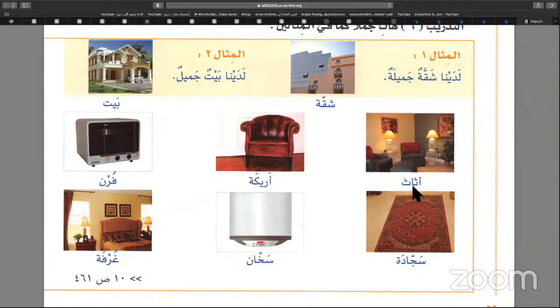Wait, the first one or the second one? Okay. What is the word Adain? What is this Adain stuff? Ladaina. Not Adda, there is a lam only. Ladaina. Shaqqatun jamilatun. What does that mean?